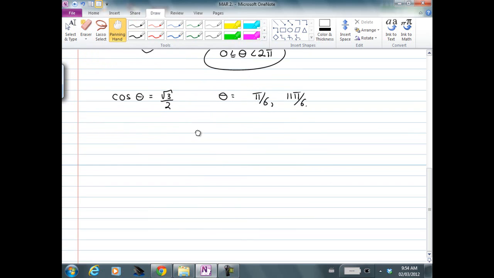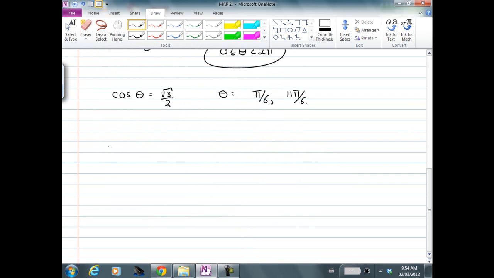But here is the new stuff. What if I give you this? Cos 2 theta equals root 3 over 2. Restriction from 0 to 2 pi.